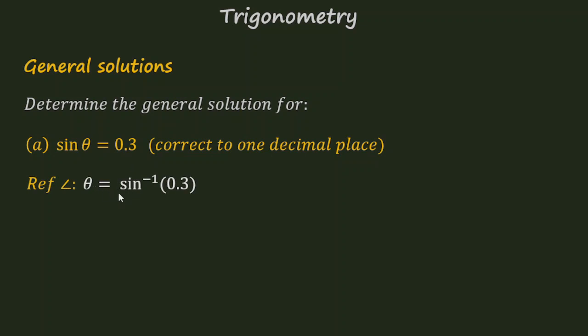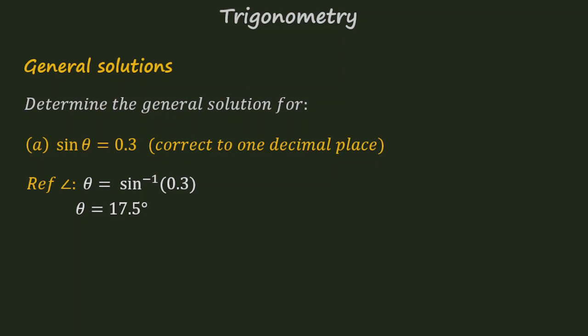We press second function or shift, depending on the calculator that you are using, sine, then the value that you've been given. We get 17.5 degrees, correct to one decimal place. Now we are interested in the values of theta in the quadrants where sine theta is positive. Sine theta is positive in the first quadrant and the second quadrant. That makes our reference angle part of the solution, because this is in the first quadrant, and in the first quadrant sine is positive.